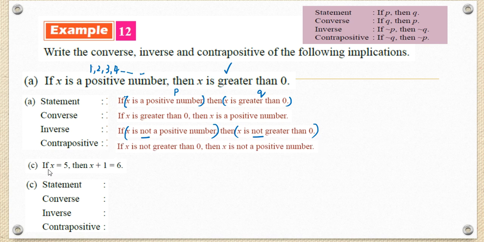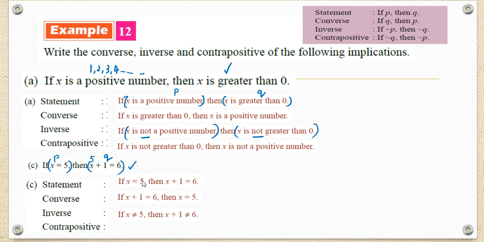Another example for you. If x equals 5, then x plus 1 equals 6. Correct or not, this statement? If x is 5, then you put the 5 in here: 5 plus 1 equals 6. So this is a true statement. I'm going to put a bracket here. This is my P, this is my Q. Copy down the statement. Then for the converse, these two are reversed. The Q will come first. If x plus 1 equals 6, then x equals 5.